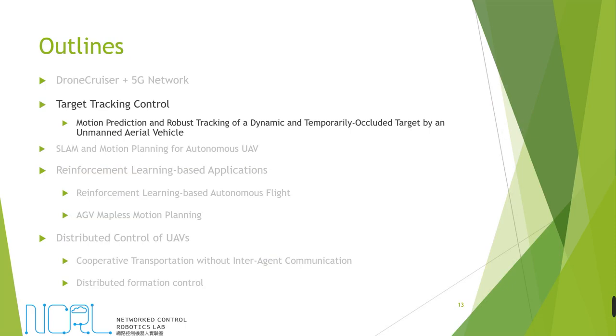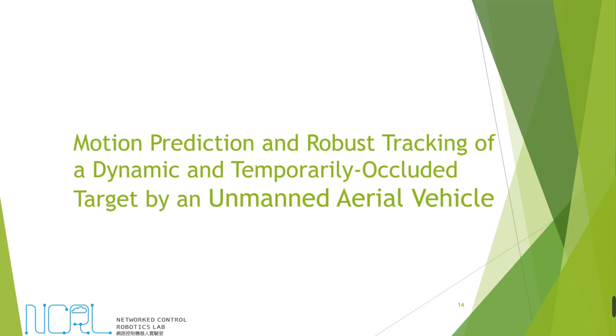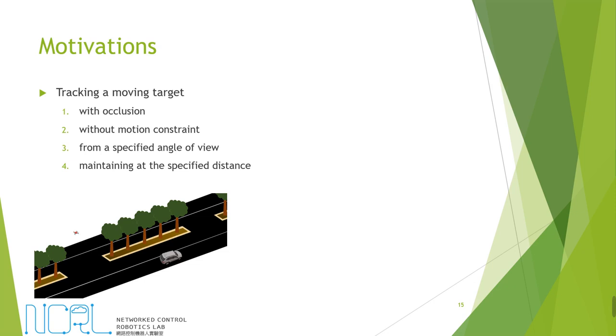The topic is motion prediction and robust tracking control of a dynamic and temporarily occluded target by a UAV. Compared to the existing literature, the difference is that we consider the occlusion case, because as in the picture shown here, when the drone is trying to track a target, it might be occluded by some obstacles in the urban area. So this is one of the challenges. And the second one is we relax the assumption that most targets only move in a straight line, in which case it will be easier for motion prediction. In this work, we don't make any assumptions.